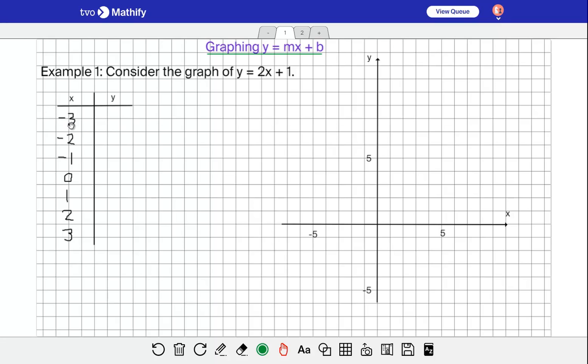So for this first one, in order to calculate the y value, I'm going to substitute that -3 in place of x here. So the calculation would look like this. We would substitute the -3 in place of x, like that. So 2 times -3 would be -6, plus 1 would give us -5. So this would be -5 here.